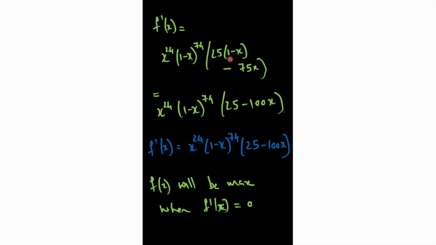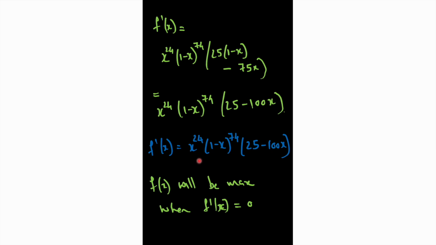So inside the bracket you have 25 into (1 minus x) minus 75x. Let's open the bracket: it becomes 25 minus 25x minus 75x, and minus 25x minus 75x becomes minus 100x. So f dash of x equals x raised to 24 into (1 minus x) the whole raised to 74 into (25 minus 100x). This is f dash x.